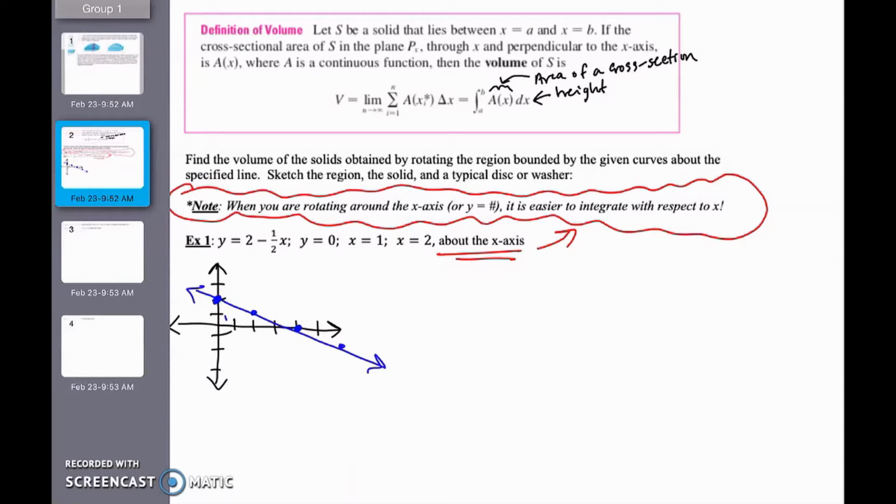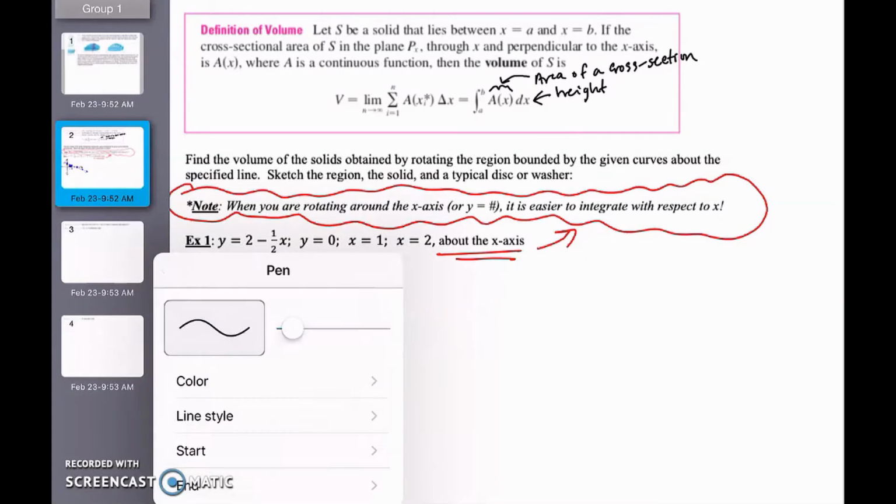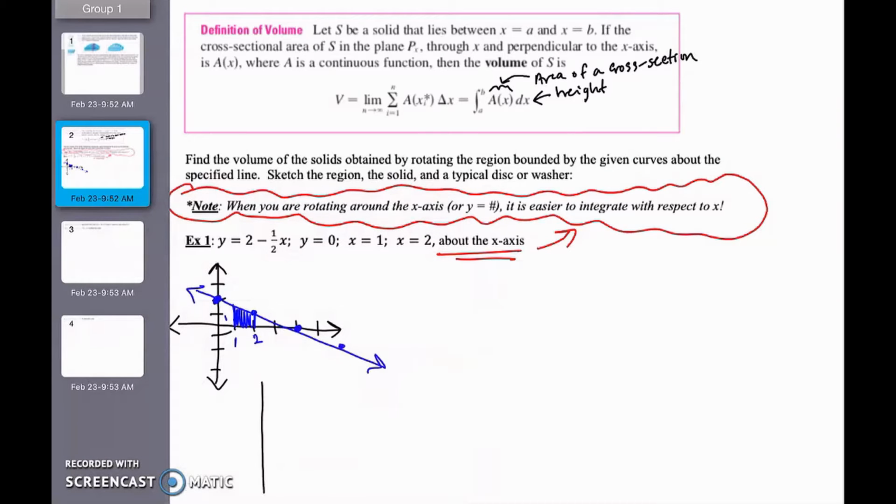All right. And then it says y equals 0. So that's going to be my x-axis, right? x equals 1 and x equals 2. Well, here's x equals 1. Here's x equals 2. So really what I'm looking for is this little piece right here, but I'm rotating it about the x-axis. So this is where it becomes the volume of a rotational solid. I'm going to sketch a second picture just so that we can visualize what's actually going on here.